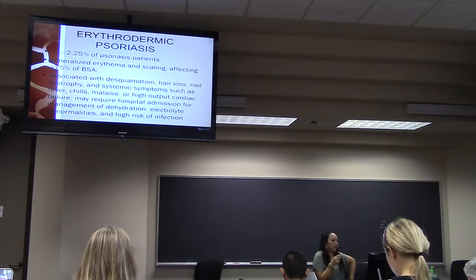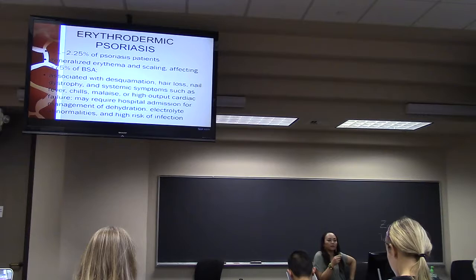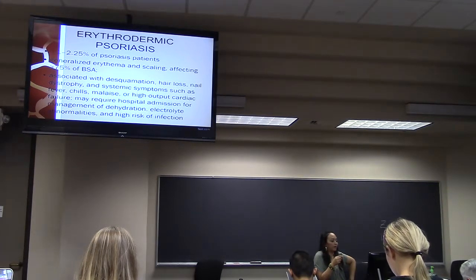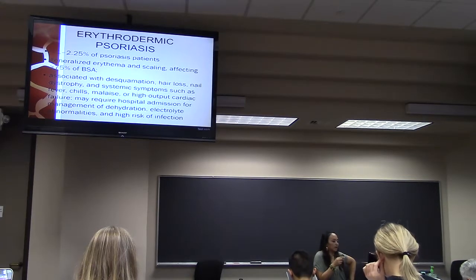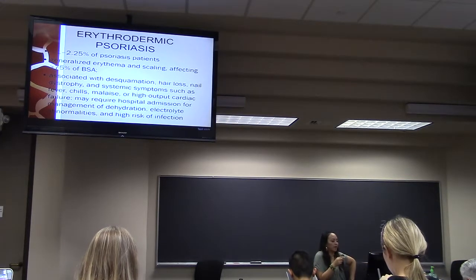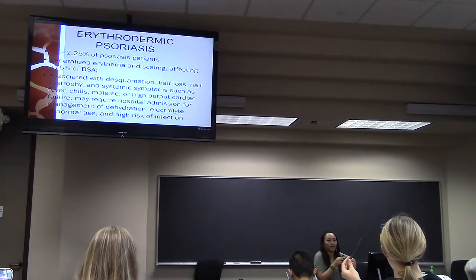This is the worst of all of them. It's called erythrodermic psoriasis. It's very rare. Basically, they get generalized erythema and scaling, and it covers greater than 75% of their body surface area. And basically, they have desquamation, hair loss, nail dystrophy, and systemic symptoms such as fever, chills, malaise. So these people feel bad and they look bad.